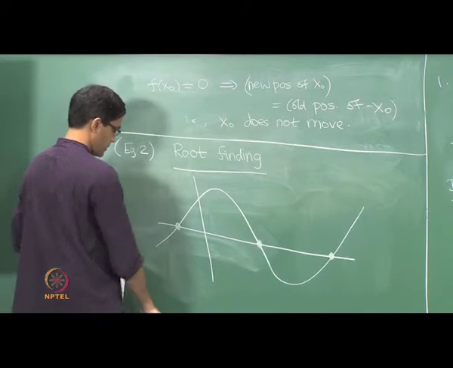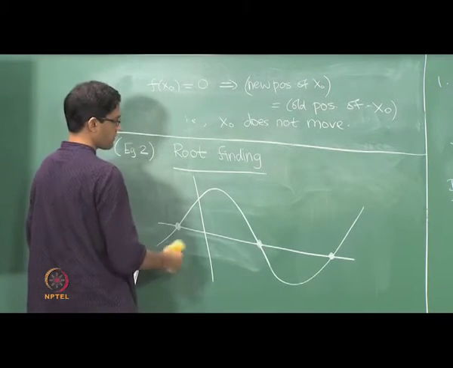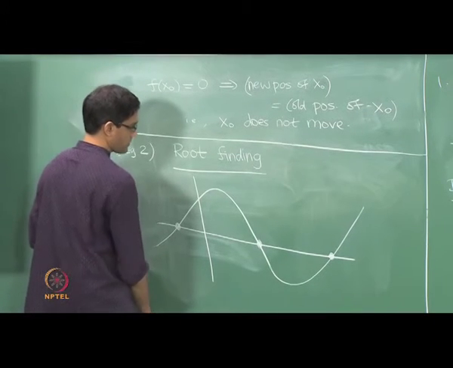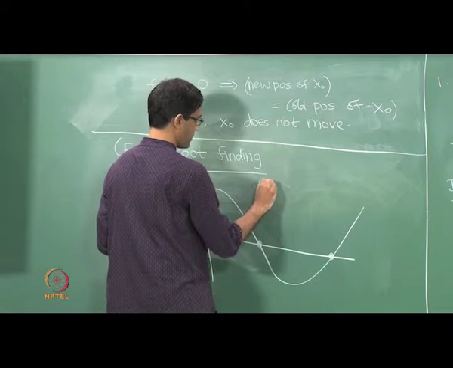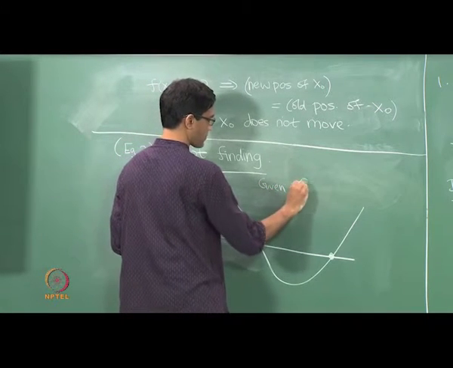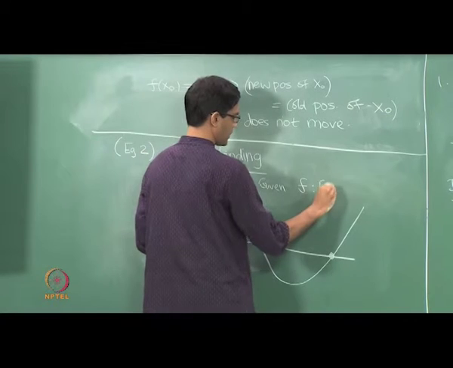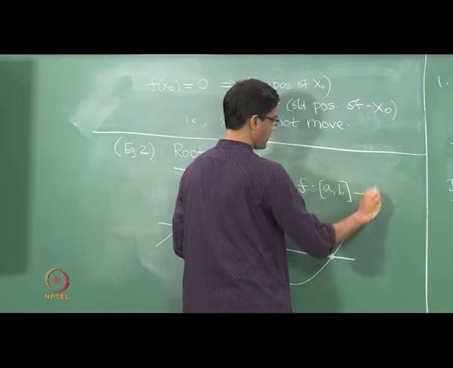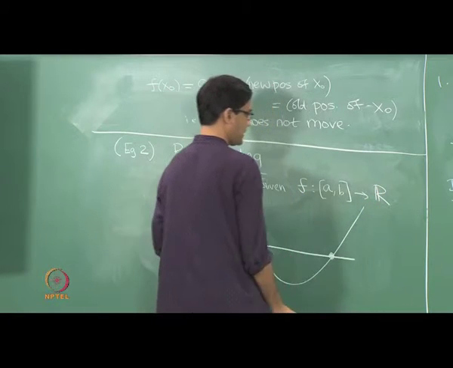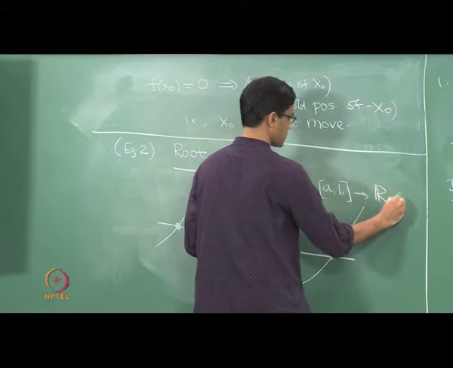So here are the assumptions. Suppose I am given a function f, a continuous function f. So let us see what our assumptions are. Given f, let us say it is not even defined on all of real numbers. Suppose I just knew that it was defined on an interval, f from [a, b] to R, f continuous.